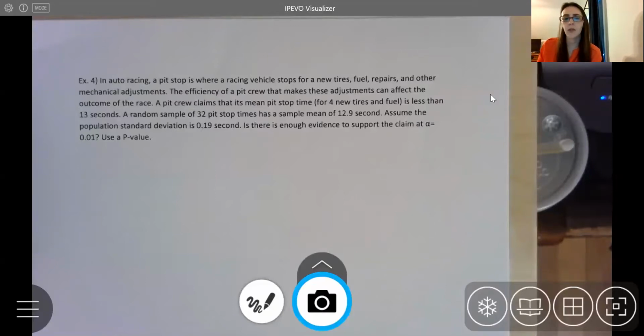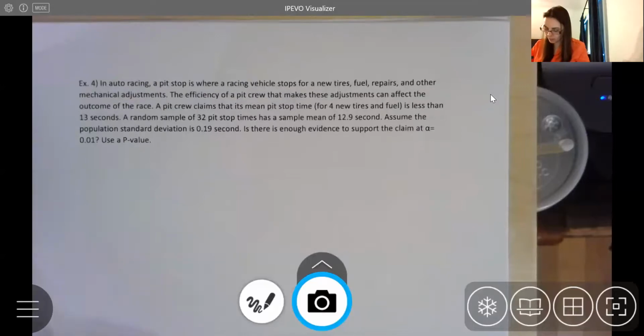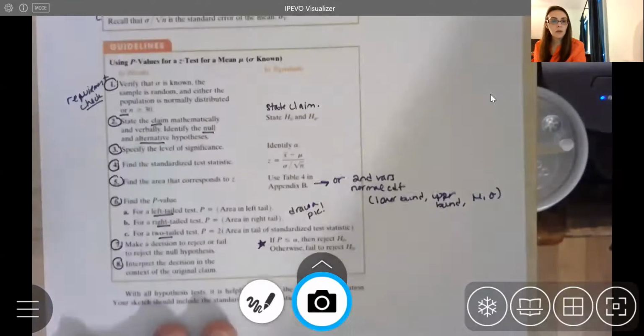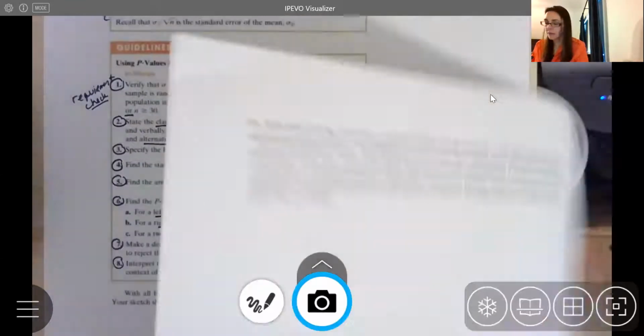A random sample of 32 pit stop times has a sample mean of 12.9 seconds. Assume the population standard deviation is 0.19. Is there enough evidence to support the claim at alpha equals 0.01? And we're going to use the p-value method here. So go through your steps. I know I went through them on the page in the last video. So you have your steps here, and I'm going to go right in order.